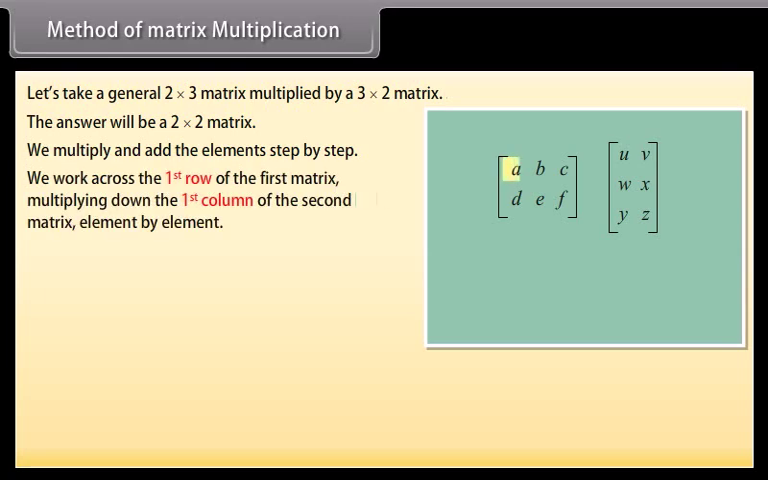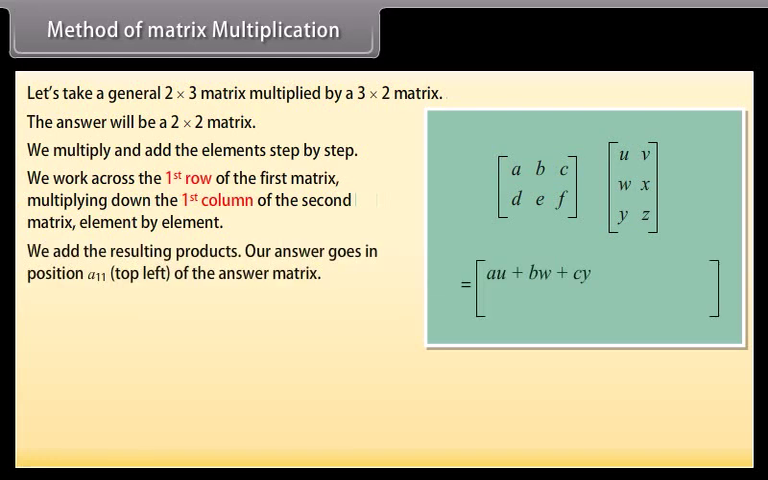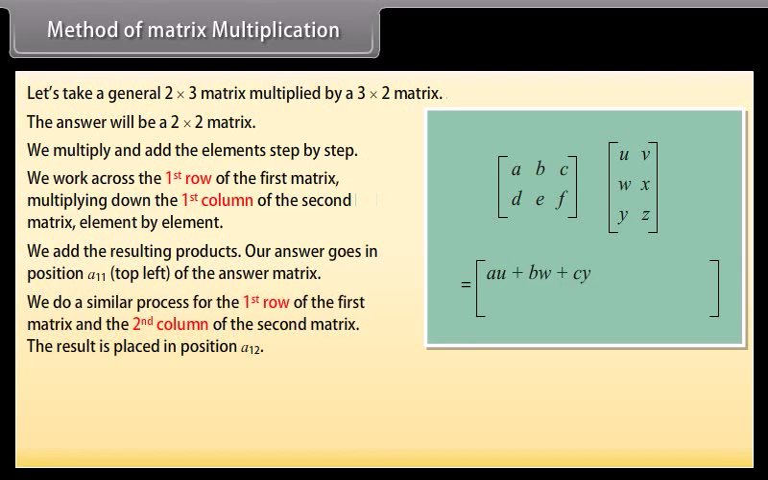We work across the first row of the first matrix, multiplying down the first column of the second matrix, element by element. We add the resulting products. Our answer goes in position A11, that is the top left of the answer matrix. We do a similar process for the first row of the first matrix and the second column of the second matrix. The result is placed in position A12.